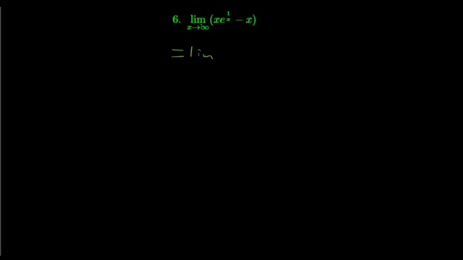Now the limit as x approaches infinity. We want to convert the limit to the limit of a quotient. We take out a common factor of x first, right? And then e to the power of 1 over x minus 1. All of you know what's going on here.